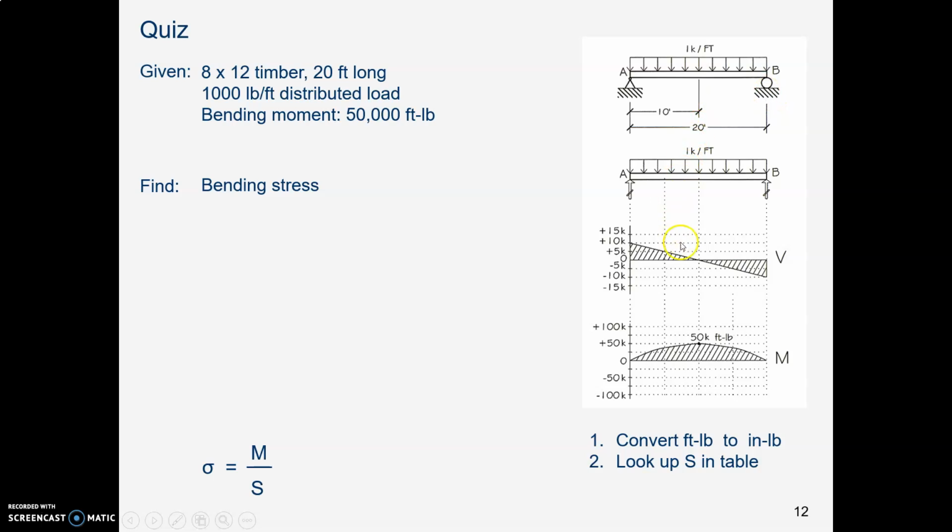And we found out that the maximum bending moment, well, because it's a distributed load, we're going to get a curve-shaped diagram. And the maximum bending moment turned out to be 50,000 foot-pounds. And we're going to find the bending stress. So first, we'll get those foot-pounds converted to inch-pounds so that everything's in the same units. Then we'll just look up the section modulus in our table.